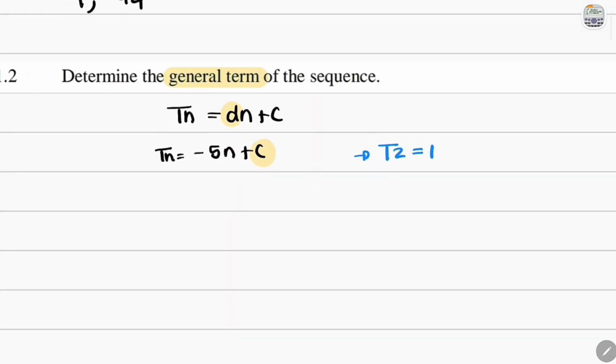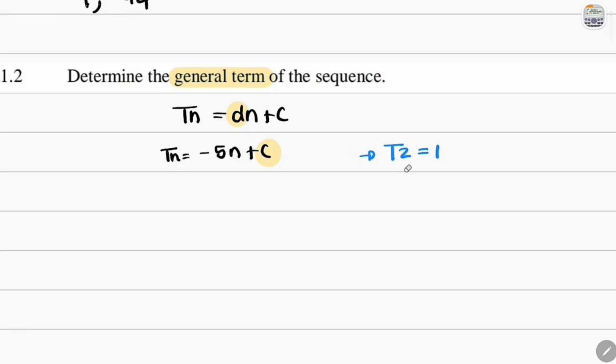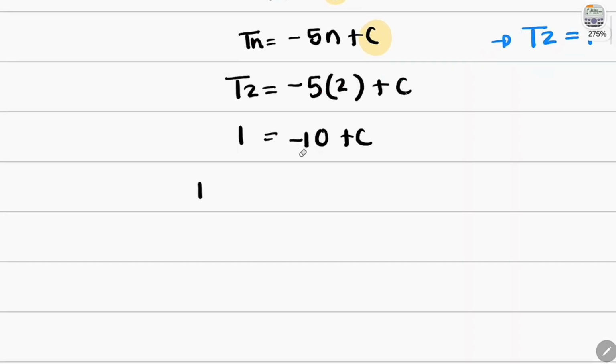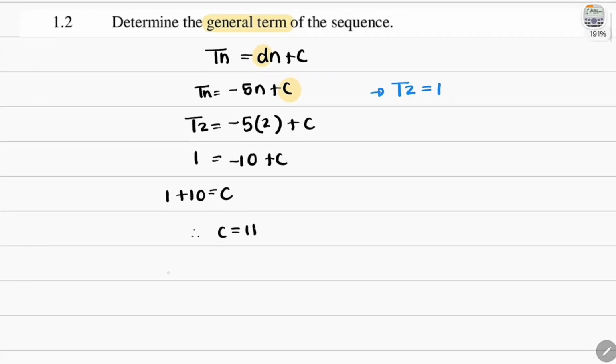In place of n, we have substituted 2. So term 2 is equal to, wherever you see n, you substitute 2, and then plus c, and we already know the value of term 2. It is 1. So 1 equals, and when we multiply, we get -10 plus c. Then we transpose the -10, so it becomes +10 equals c. And so finally, c is equal to 11. Now we know that Tn is simply equal to -5n plus 11. And that is our general term.